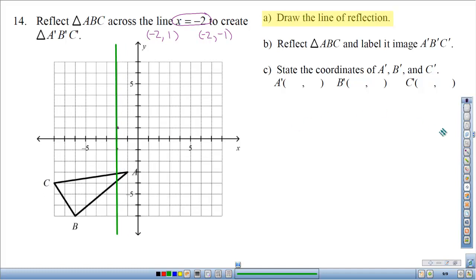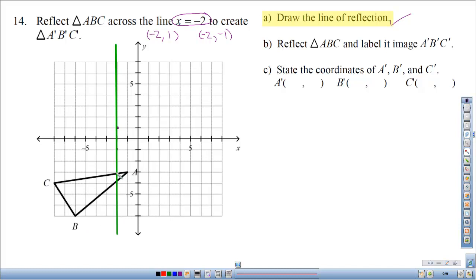All right, so part A, draw the line of reflection. Check, I've done that. Now we're going to reflect triangle ABC and label its image A prime, B prime, C prime. And all we have to remember is to go exactly the same distance.